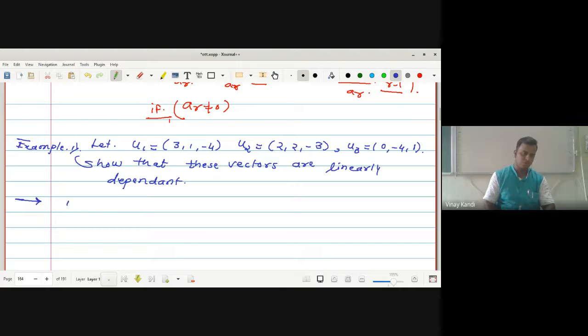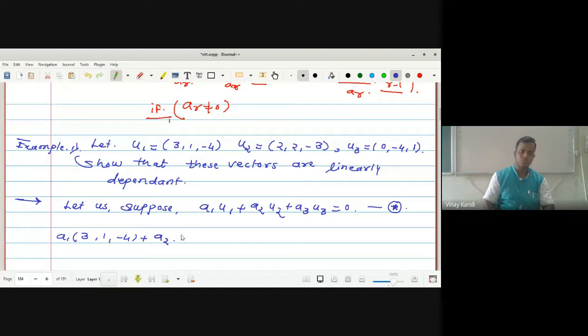Now let us suppose a1 u1 + a2 u2 + a3 u3 = 0. Call this equation star. What is a1 into u1? a1 into (3, 1, -4) plus a2 into (2, 2, -3) plus a3 into (0, -4, 1), which is equal to 0.